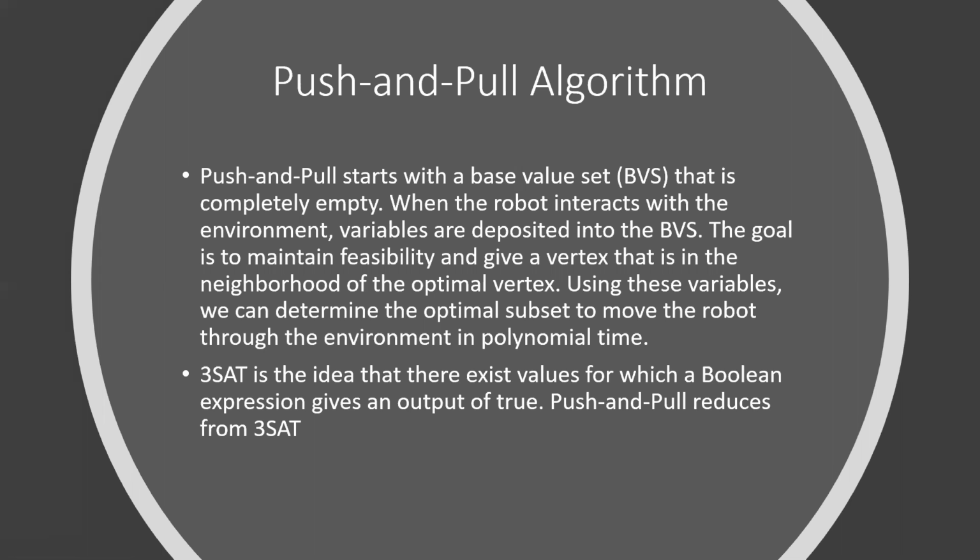So what they did is they started with a base value set that is completely empty. The robot, in this case, will interact with their environment, and the variables that they pick up along the way will be deposited into the base value set, or BVS. The goal is to maintain feasibility for going along a standard path and give a vertex that is in the neighborhood of the optimal vertex. Using these variables, we can determine the optimal subset to move the robot through the environment in polynomial time.